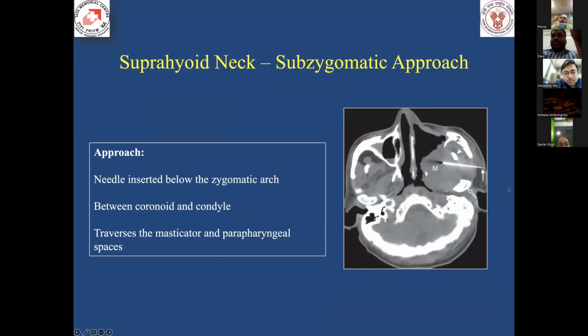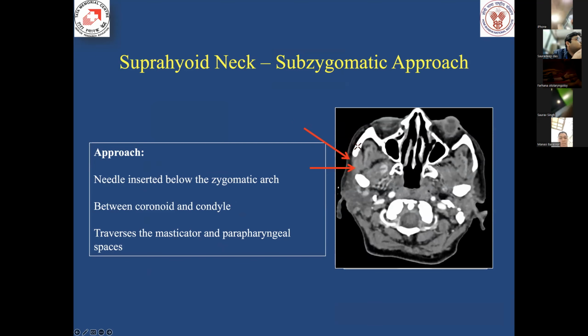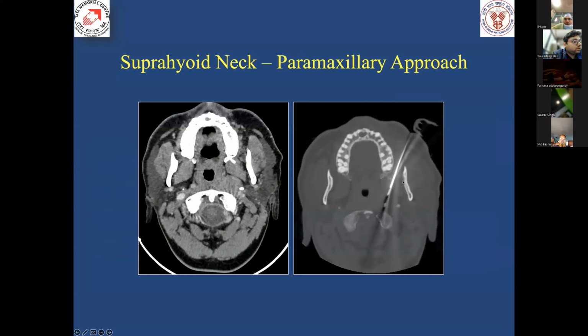So this is a subzygomatic approach where the needle is passed below the zygoma, and you can see here there is a mass in the masticator space, which is very easily targeted. So this is the area which can be covered: pretty much the parapharyngeal area, the masticator space, the pterygoid bones, all these areas can be targeted by the subzygomatic approach. And the next, moving on to paramaxillary, going in between the mandible and the maxilla, here you can see a mass which can be targeted by the paramaxillary approach.